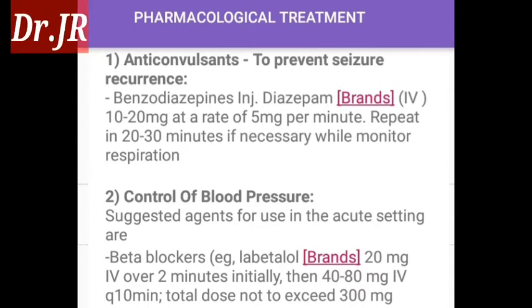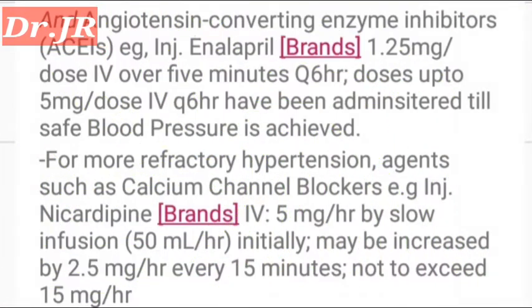Control of blood pressure. Suggested agents for use in the acute setting are beta blockers: labetalol 20 mg IV over 2 minutes initially, then 40 to 80 mg IV over 10 minutes. Total dose not to exceed 300 mg. Angiotensin converting enzyme inhibitors: injection enalapril 1.25 mg per dose IV over 5 minutes, 6 hourly. Doses up to 5 mg per dose IV 6 hourly have been administered till safe blood pressure is achieved.